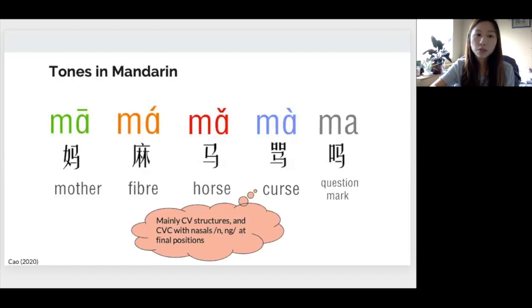So I'm going to start with Mandarin. Mandarin is a tonal language and it has 5 tones. Words are mainly CV structured. They also have CVC structure, though they are limited to having only n and ng sounds in the final consonant position. I'm sure by now you have noticed that all 5 syllables are pronounced as ma here. In Mandarin, tones are essential in determining the meaning of the words. It can cause miscommunication if you do not get the tone right. So here, the tones are ma, ma, ma, ma, ma.